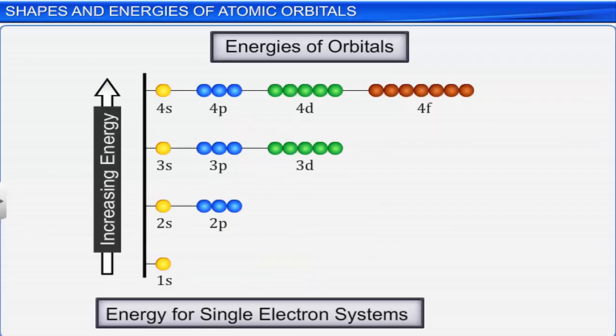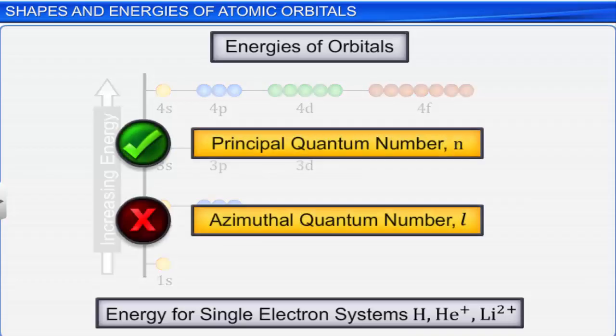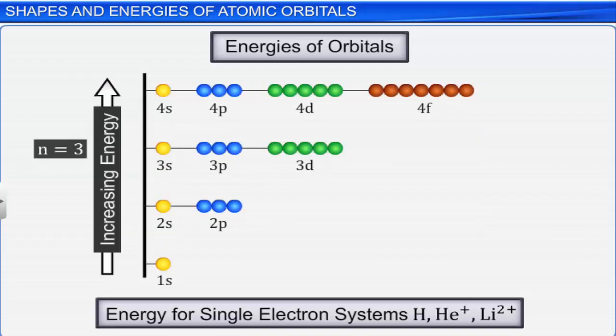For single electron systems, such as hydrogen and other isoelectronic species, such as unipositive helium ion and dipositive lithium ion, the energies of all the orbitals for a given value of n are the same, irrespective of the subshell in which it is present, s, p, d, or f. That is, the energy of an electron exclusively depends on principal quantum number and not on azimuthal quantum number. For example, the energy of an electron present in 3s, 3p, or 3d remains the same, irrespective of it having different values of azimuthal quantum number.